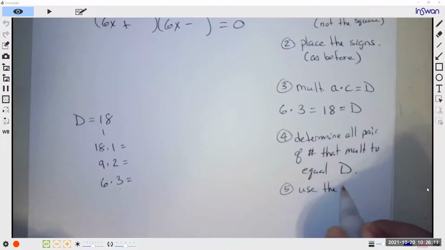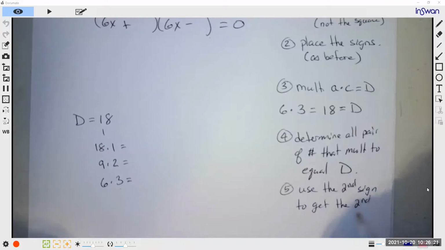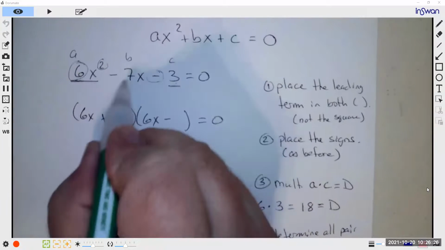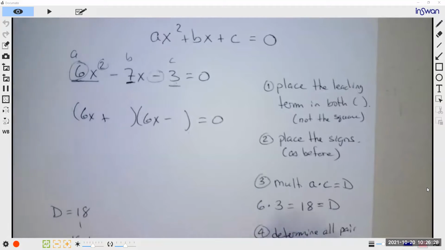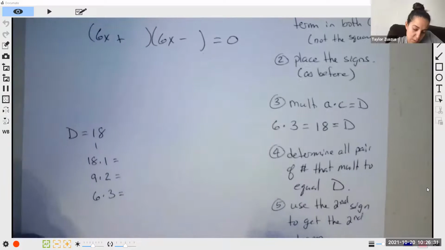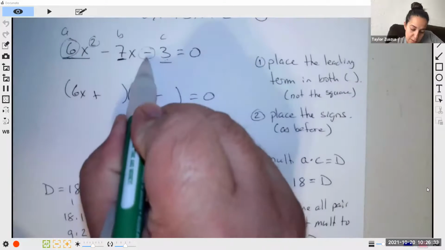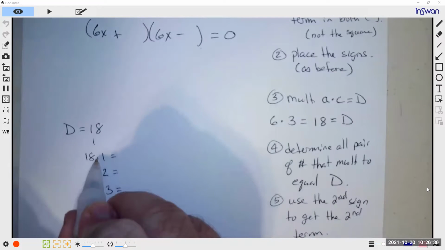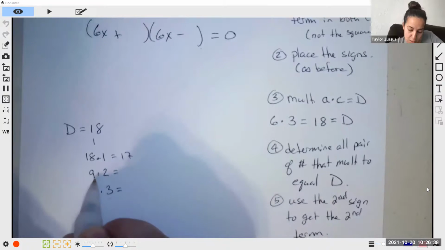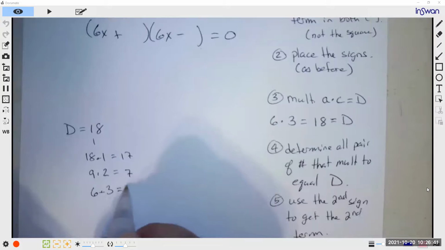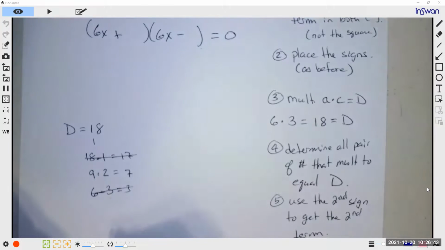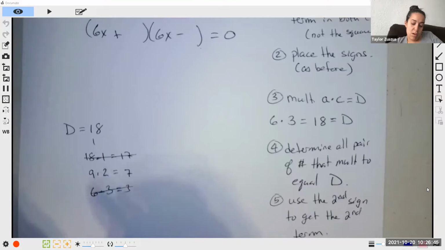Then use the second sign to get the second term. So we're looking for 7. And we're subtracting. So 18 minus 1 is 17. 9 minus 2 is 7. 6 minus 3 is 3. So it's going to be the middle one, 9 and 2.